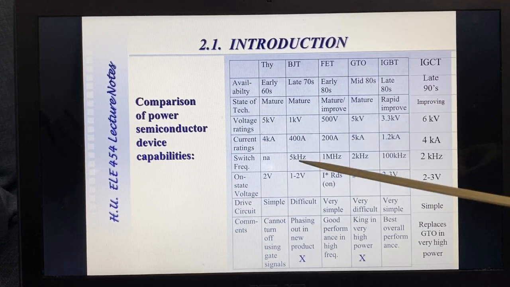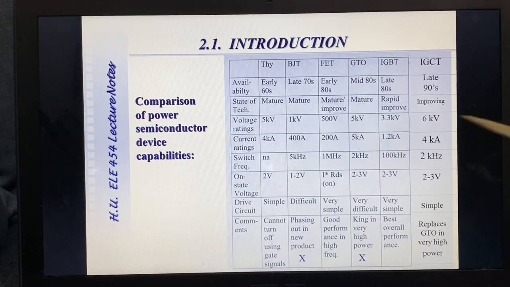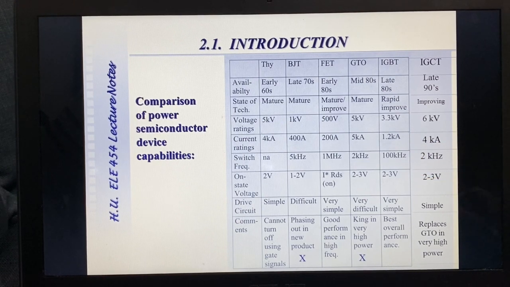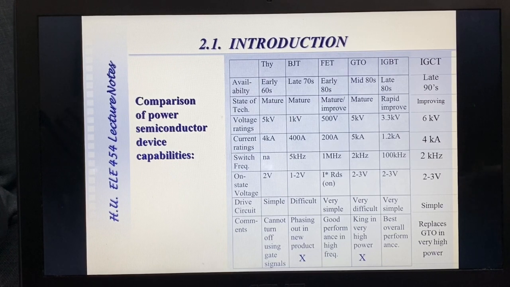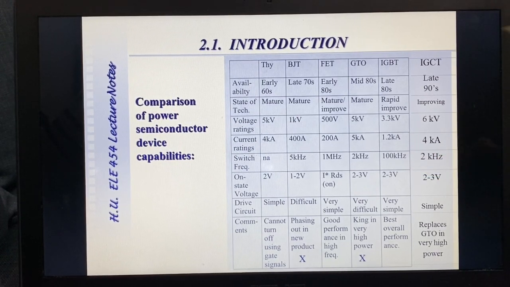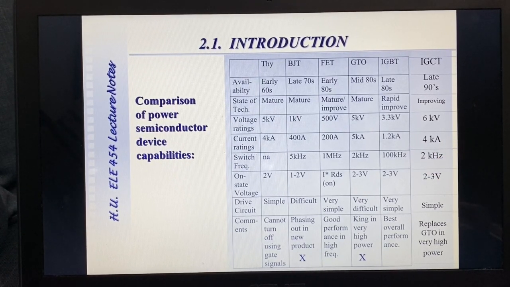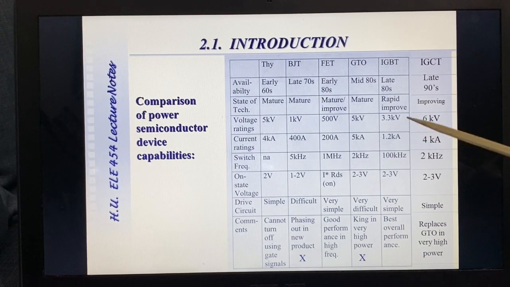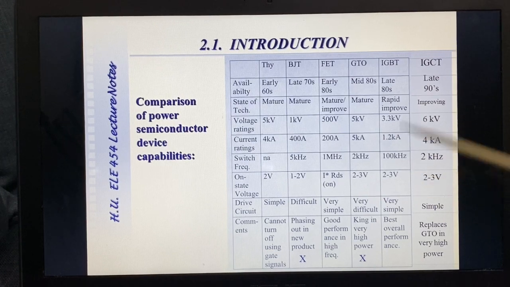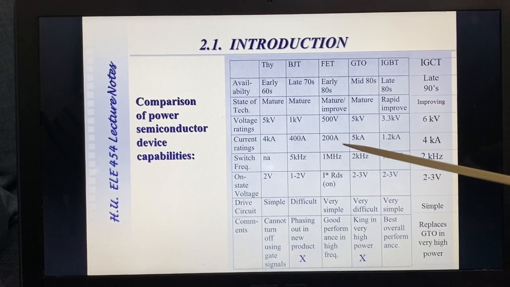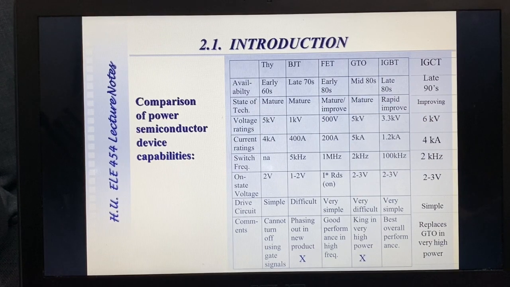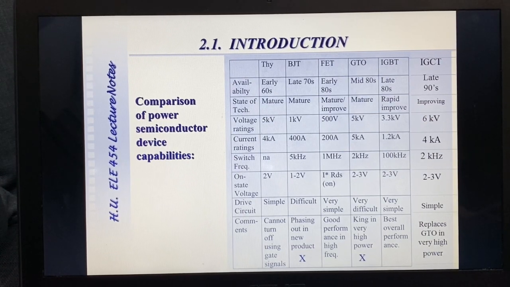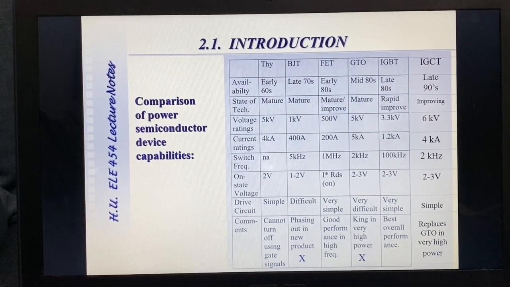The BJT can go up to a few kilohertz, the MOSFET up to megahertz. GTO is a higher frequency device as compared to the thyristor, similarly the IGCT. And IGBTs can go to, 100 kilohertz is a very limited value actually, a few tens of kilohertz frequency. So it is mostly a medium power, medium frequency device, IGBT, whereas MOSFET is a high frequency, low power device. And the thyristor family is a high power but low frequency range.